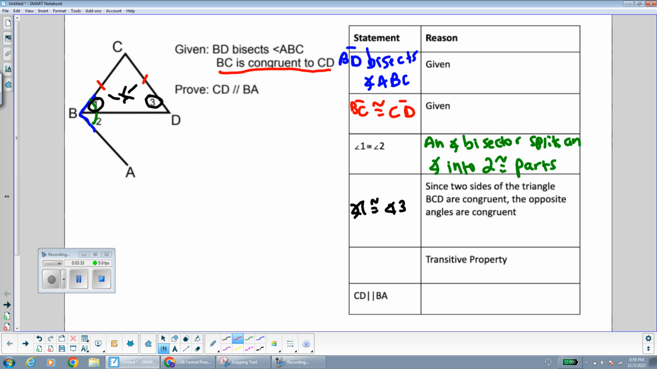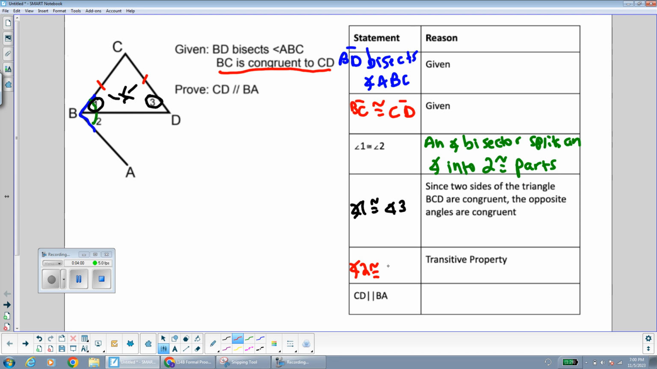Now, let's think about what conclusion we can draw. Angle 2 is congruent to angle 1, but angle 3 is also congruent to angle 1. So if angle 2 is congruent to angle 1, and angle 3 is congruent to angle 1, since they're both congruent to the same angle, that means they have to be congruent to each other. They have to have the same measurement as each other. And that's the transitive property.